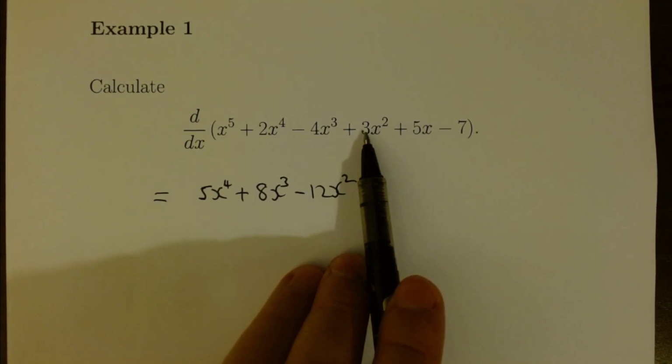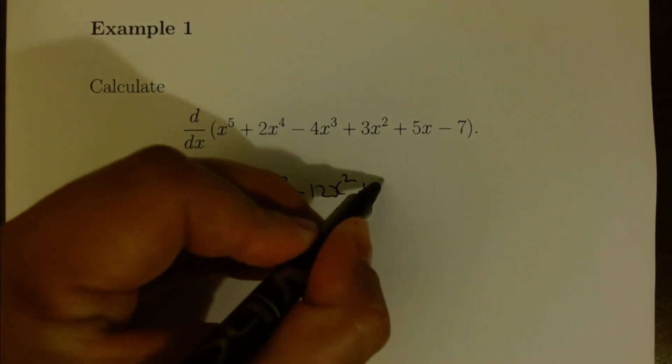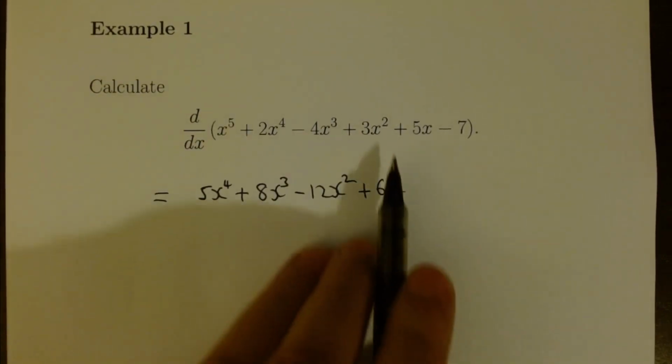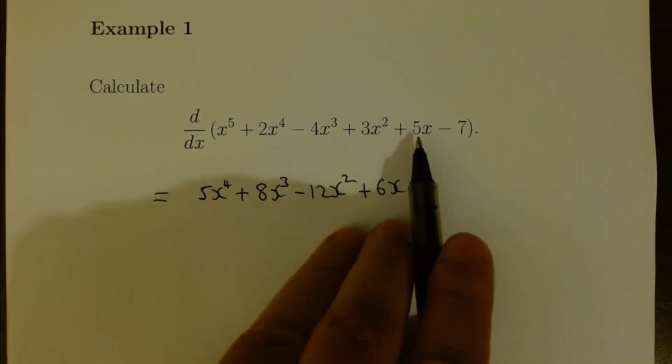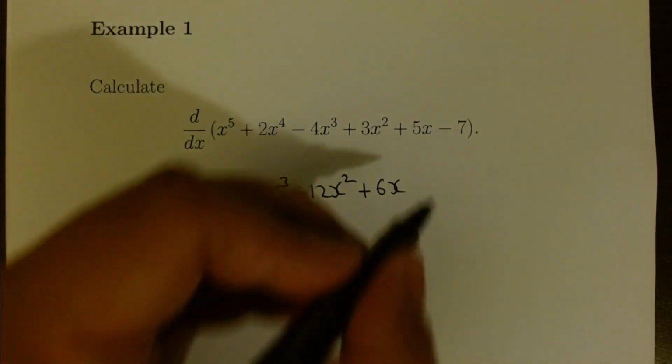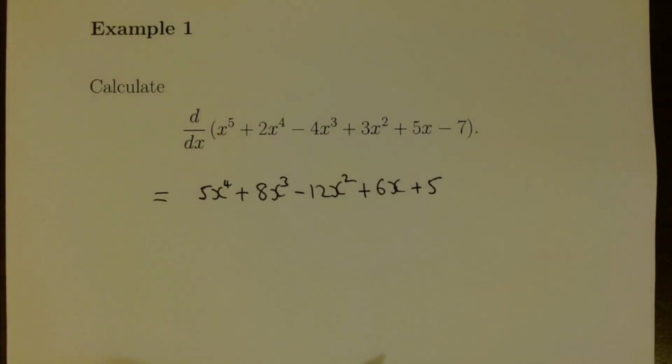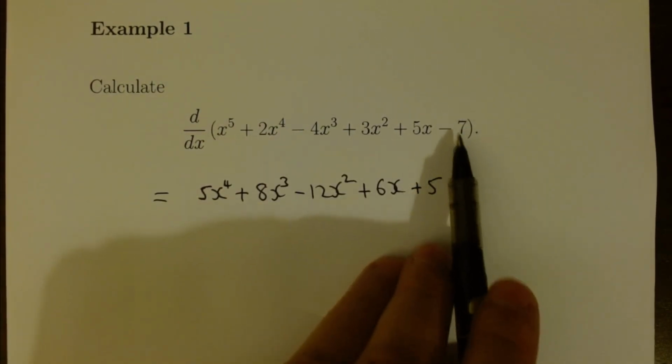And then the 2 comes down to multiply the 3 to give you plus 6x, and then that 2 will become a 1, but we don't write the 1. And then the 5x is a linear term, so that just becomes 5. And the minus 7, that's a constant term, that will become a 0.